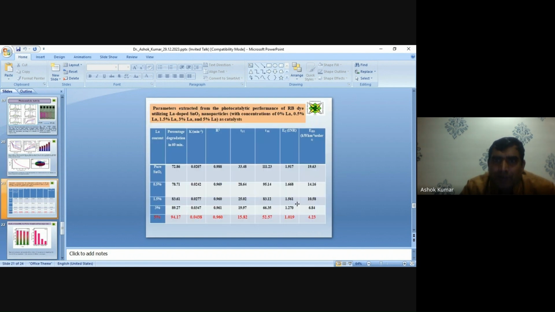And we have also calculated the electricity cost in Indian rupees based upon the price per unit in our area. So this is 1.019 Indian rupees for degradation of dye up to 94% in 60 minutes with the sample having 5% of lanthanum.